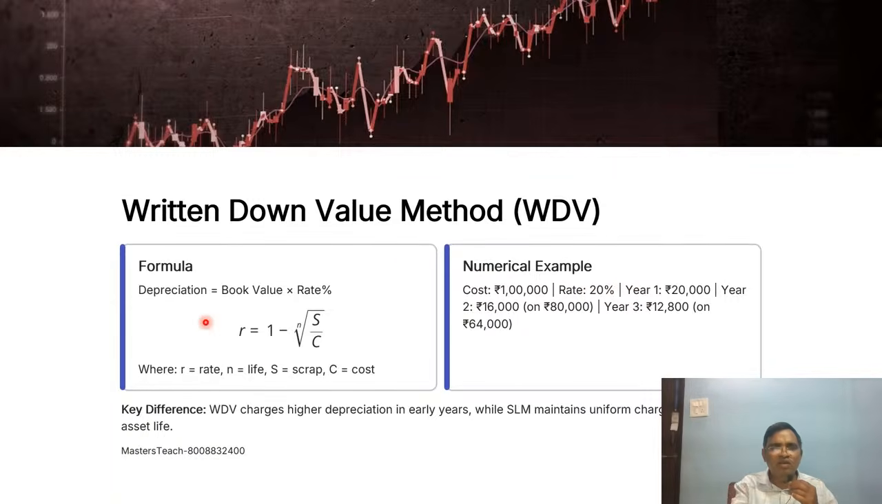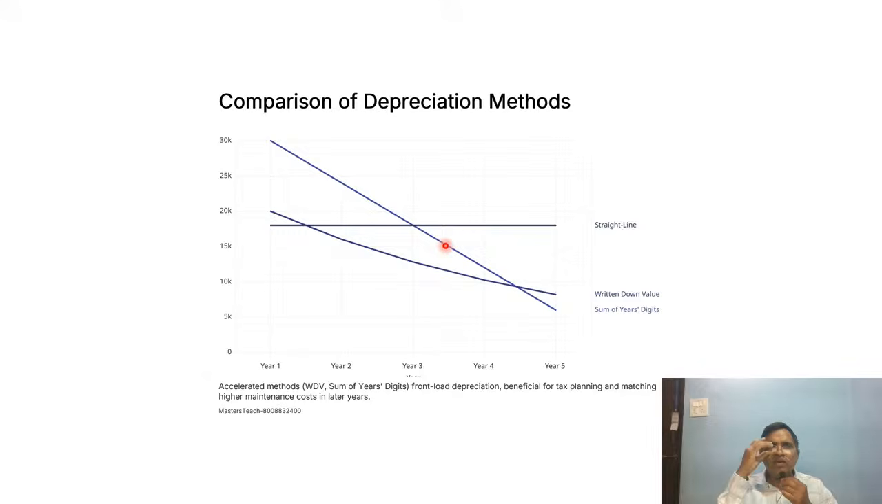Here you can use r equals 1 minus (s by c) to the power of 1 by n, where r is for rate, n for life of that machinery, s for scrap, and c for cost. So you have to remember this written down value method.